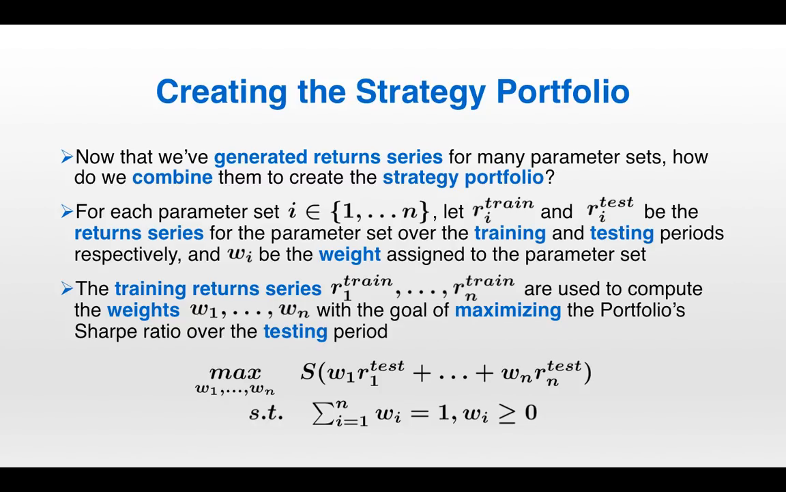So mathematically here we have another multivariate optimization problem. We want to choose the weights W1 to Wn in order to maximize S of W1 R1 test plus all the way through to Wn Rn test, subject to the constraints that the sum of the weights is equal to 1 and that each individual weight is non-negative. So essentially what we're doing is we're taking a linear combination of the return series and we're trying to select the weights in order to maximize the Sharpe ratio out of sample over the testing period of that linear combination.